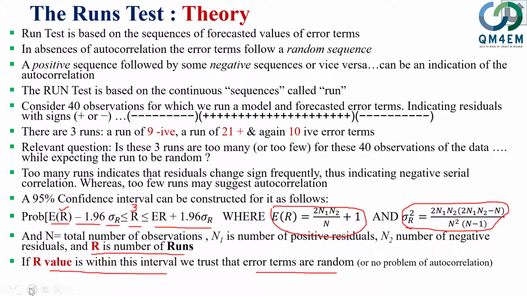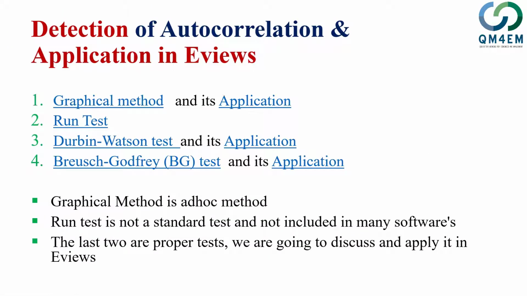Now moving back to the detection of autocorrelation and its application in Eviews, we already discussed the graphical method and the run test. Now we are moving to the last two methods, which I mentioned as being the most important and popular among researchers. So I will start with the Durbin-Watson statistic test first. Then we are going to apply that in Eviews. Then we do the BG test, and then we go for its application in Eviews. So, the Durbin-Watson statistic test. Let me start with the theory part.